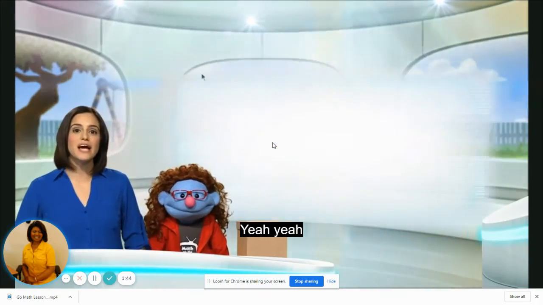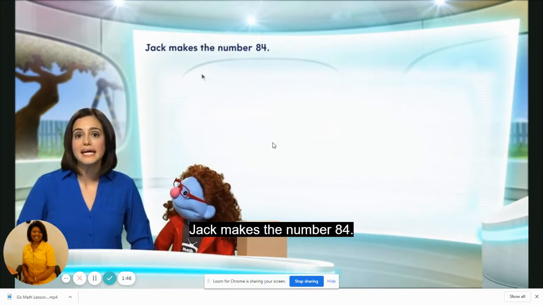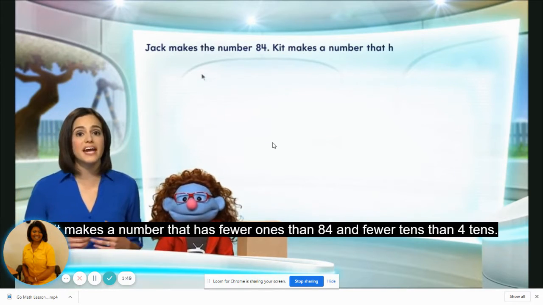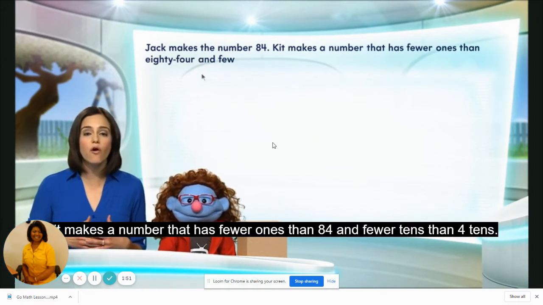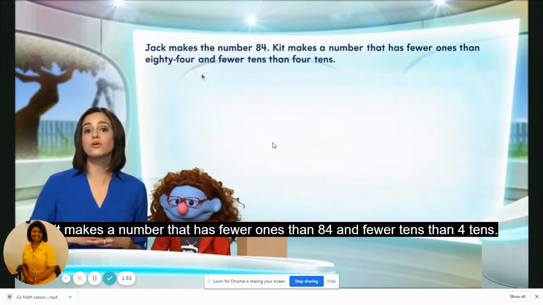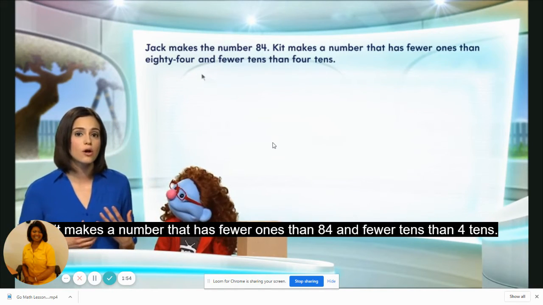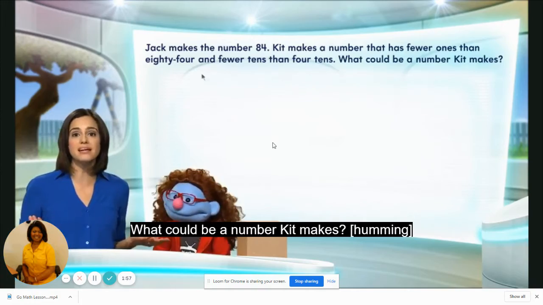Jack makes the number 84. Kid makes a number that has fewer ones than 84 and fewer tens than 4 tens. What could be a number Kid makes?